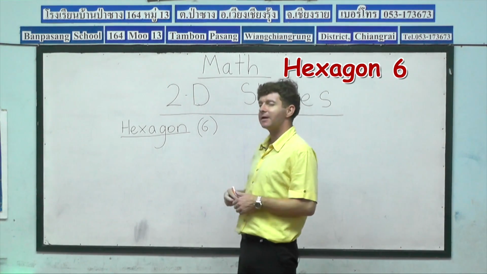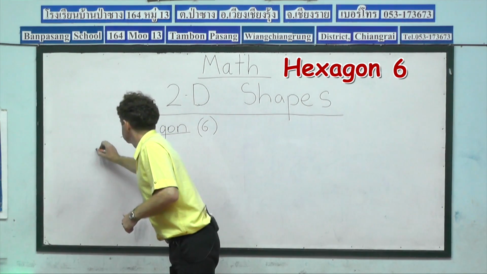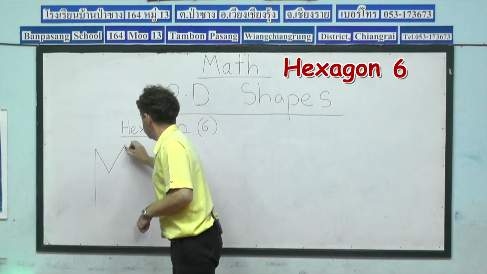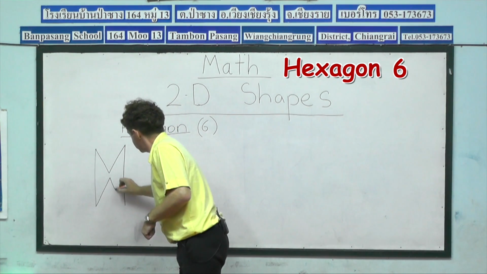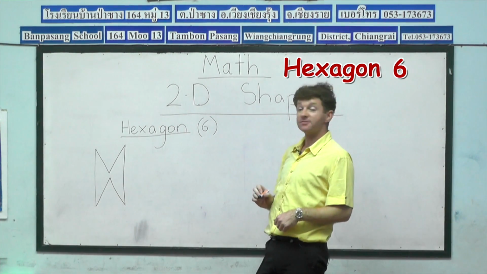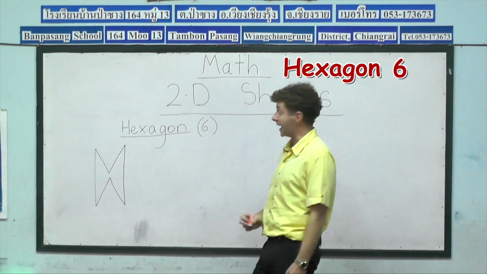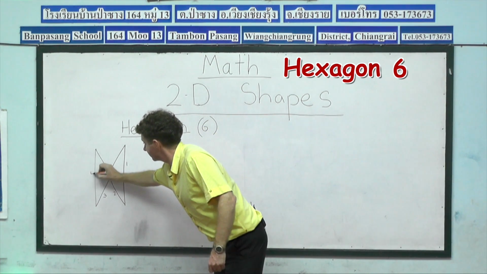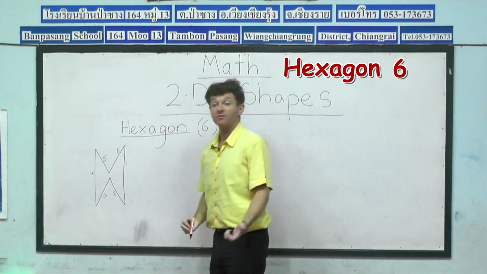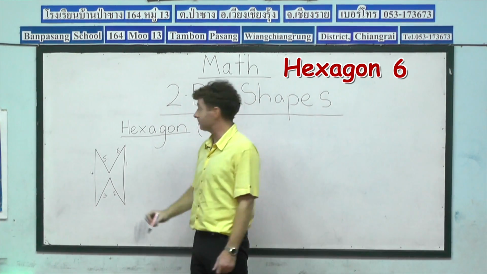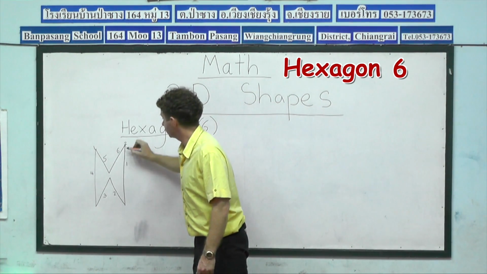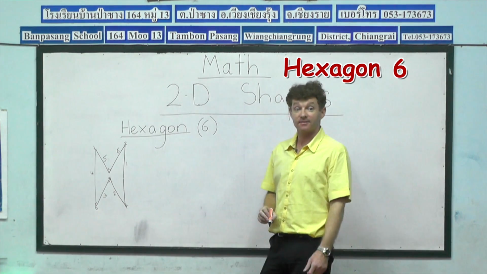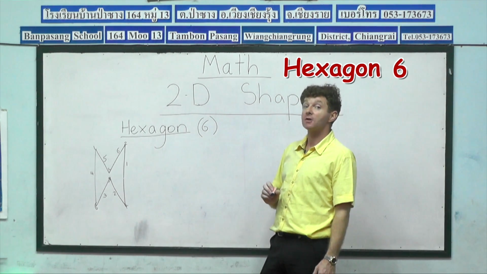So let's see if I can draw a hexagon. 1, 2, 3, 4, 5, 6. Is that a hexagon? Yes. And we know it's a hexagon because we can count 1, 2, 3, 4, 5, 6. 6 sides. And if it's got 6 sides, it must have 6 corners. 1, 2, 3, 4, 5, 6. Excellent. That's what we call an irregular hexagon.